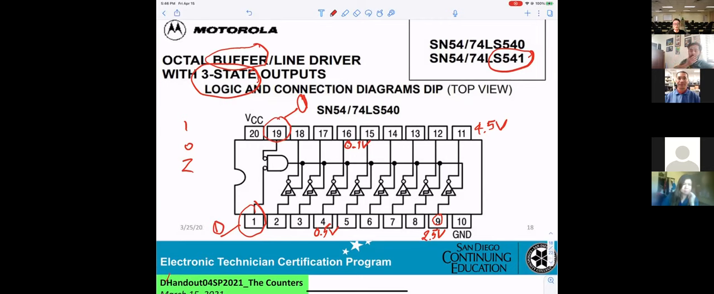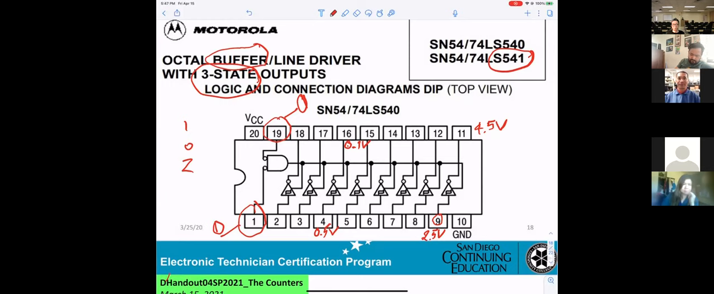That's very simple. Input logic 1, output logic 1, input 0, output 0. But pin 19 and pin 1 must be 0. If they are not, the output will be high impedance. The buffer is working the same way. We try to increase the standard logic at the output.